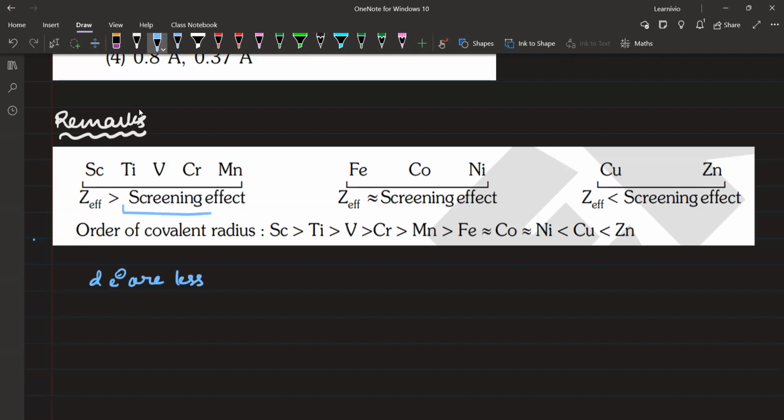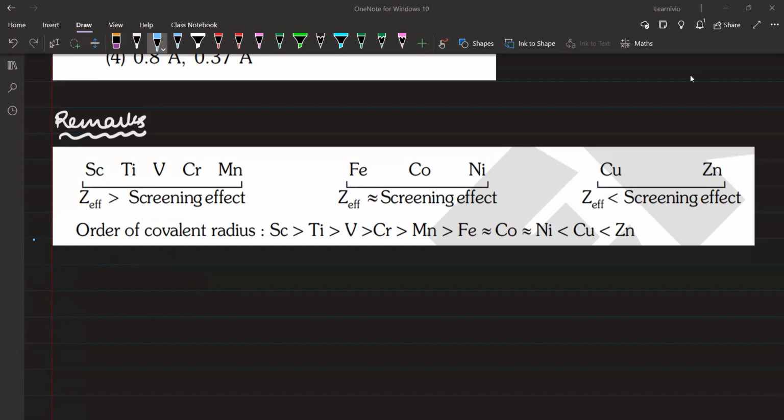That is why screening effect भी कम है. Can you see? Z effect, consecutively, if you see the atomic number is increasing, with atomic number the proton number will be increasing, and as the proton number increases, Z effect will also increase. But since the d electrons are less, screening effect उतना ज़्यादा नहीं है. As we move further and the d electrons become 6, 7, 8, now at this point, Z effective and screening effect, they are almost equal.